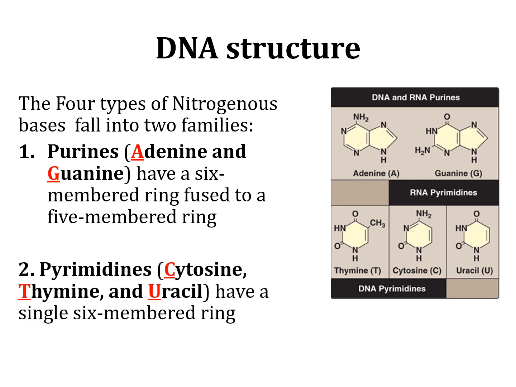Then we have the pyrimidines, and they are cytosine, thymine, and uracil. Uracil would be for RNA, of course. These are the pyrimidines right here. This is thymine. They have 1 ring, a 6-membered ring: cytosine, thymine, and uracil.